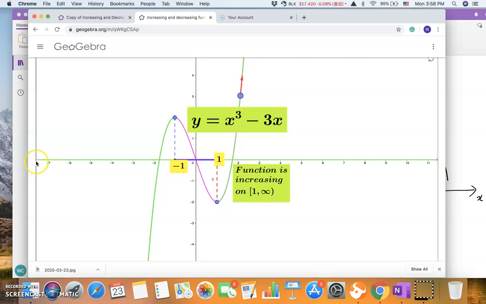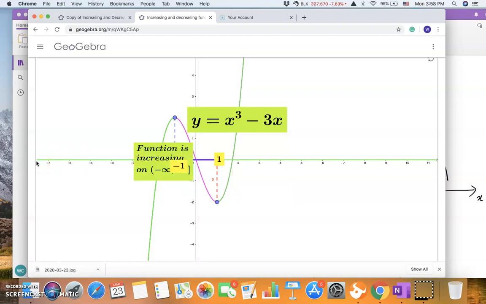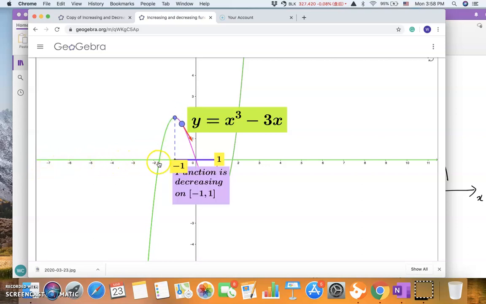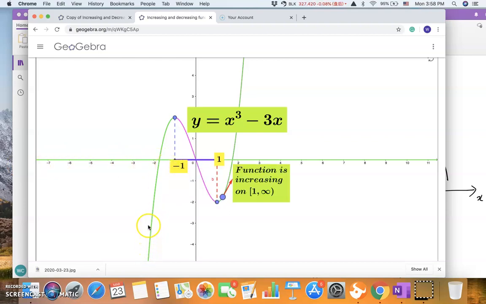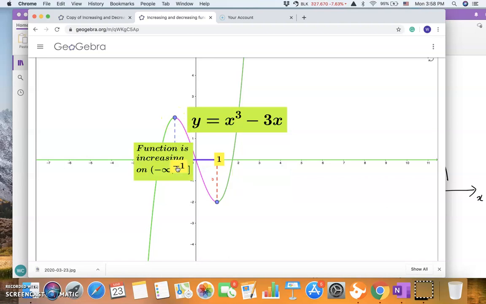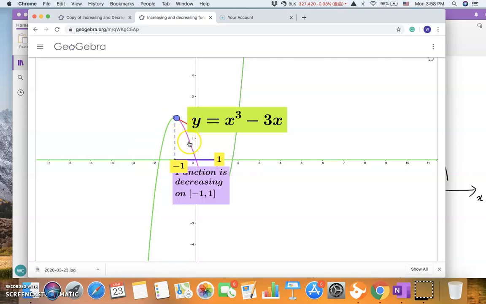Okay, so as you can see, why the function is increasing from negative infinity to -1, because when I trace this way, when I move from negative infinity to -1, the graph rises, right? The graph rises. And when I move from -1 to +1, the graph goes down.